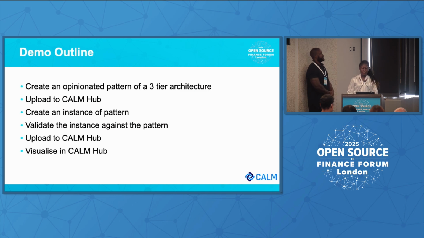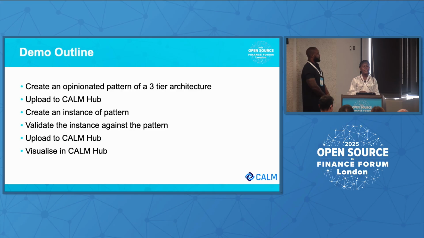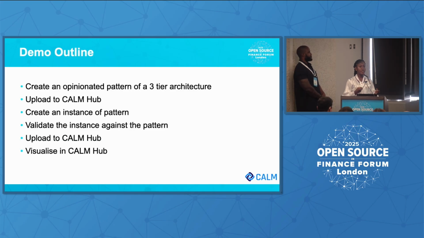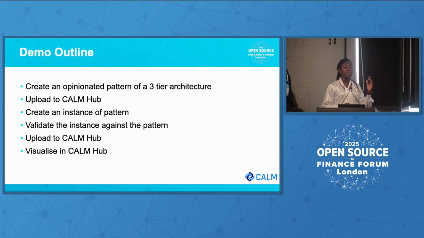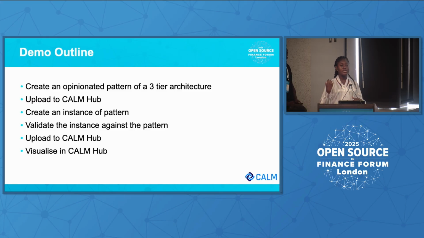Thank you so much, Joseph. So as Joseph has mentioned, we are going to show you an opinionated pattern of a 3-tier architecture. Then we are going to push this pattern to CALM Hub. Then we are going to simulate an architect pulling this pattern from CALM Hub and then creating an instance of an architecture from the pattern. Then we are going to push this architecture back to CALM Hub and visualize the architecture so we all see.